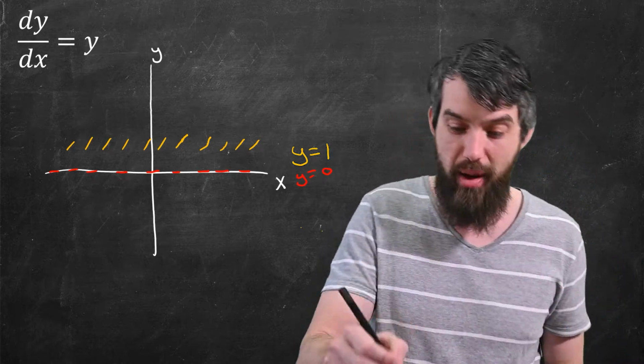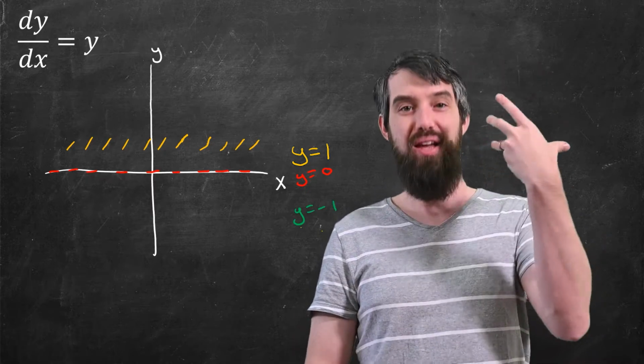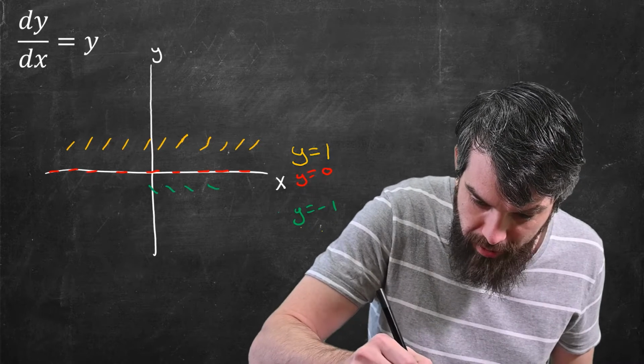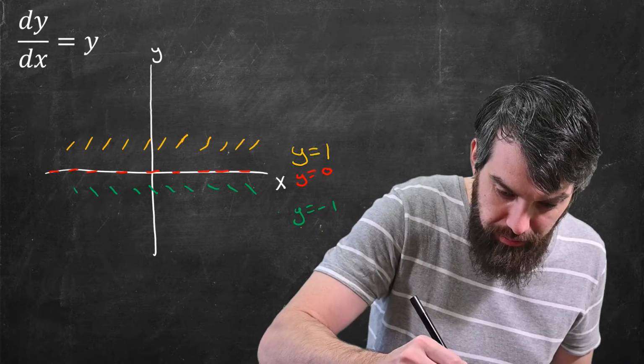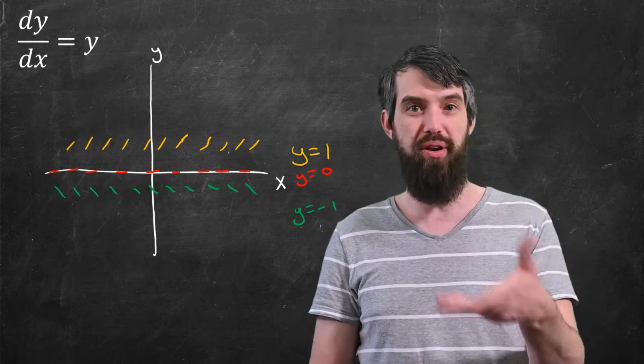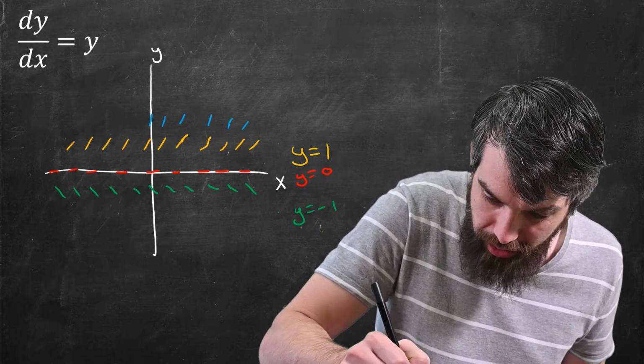Similarly, how about y equal to -1? Now the derivative would be -1, so all the way down here, it would have slopes of -1 along that curve. And we can keep on doing this as much as we want. How about y equal to 2? Okay, that would be the derivative equal to 2. That would be even steeper, even more upright as I go along like this.